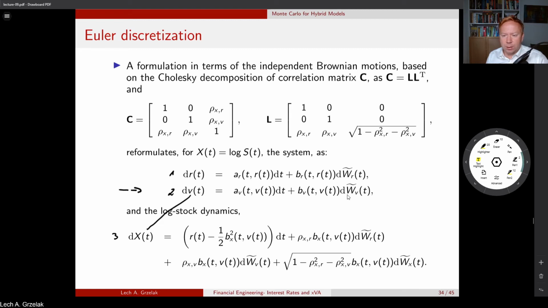Also, another thing is that if you perform this Cholesky decomposition, this is the process for X_t, you end up with this square root of 1 minus the correlation XR squared minus the correlation XV squared. Often the question is, what if this is not positive? Then it means that this correlation matrix that we have here is not positive definite. If it's not positive definite, essentially this means we cannot really perform simulation.